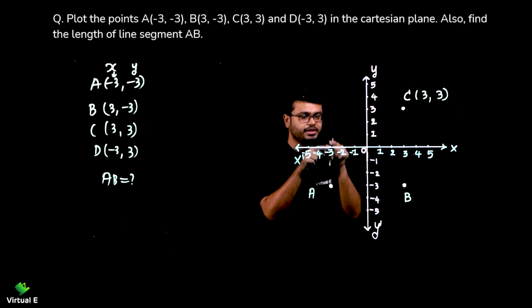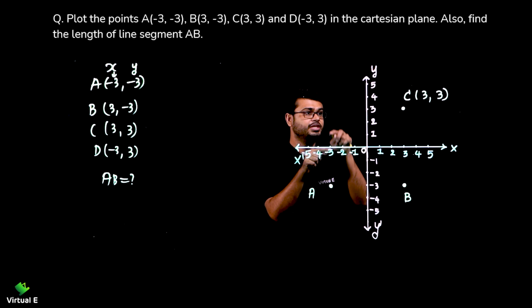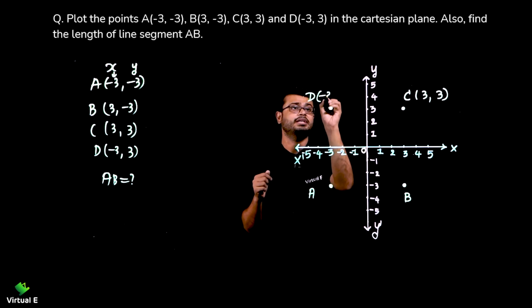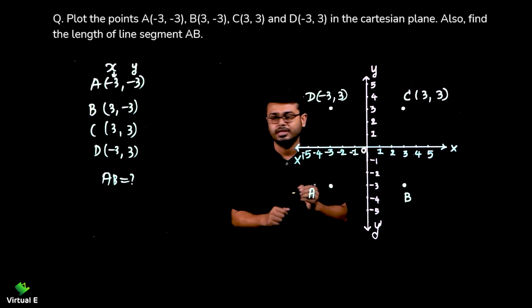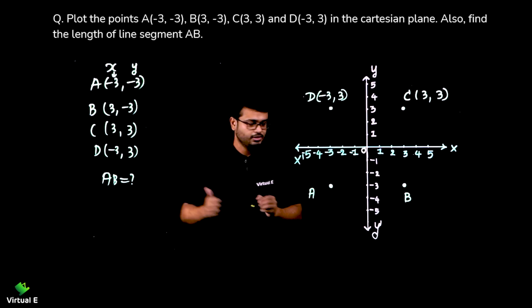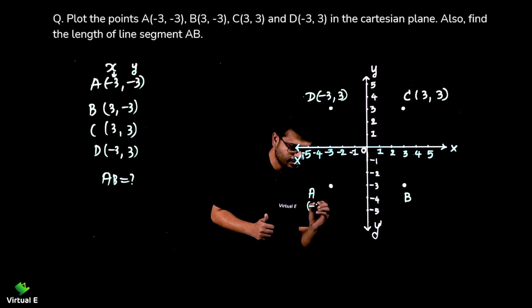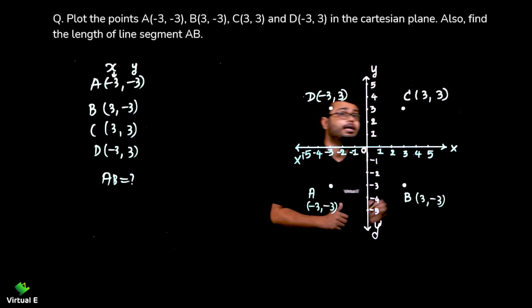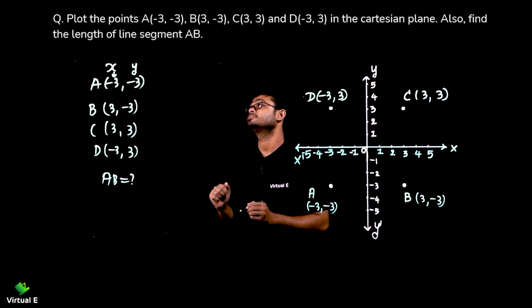So minus 3 here and positive y, positive 3. So it will be somewhere over here. So this is point D, (-3, 3). Done. Okay, let's label the points here as well. Here (-3, -3), here (3, -3). Right? We have plotted all the points.